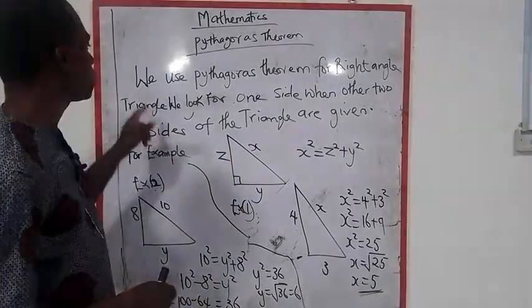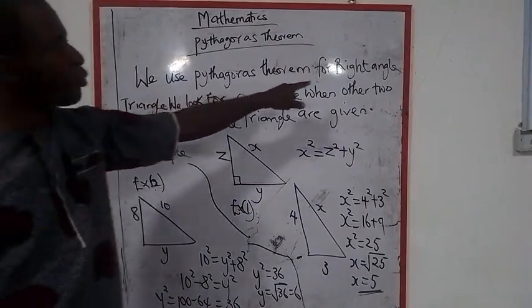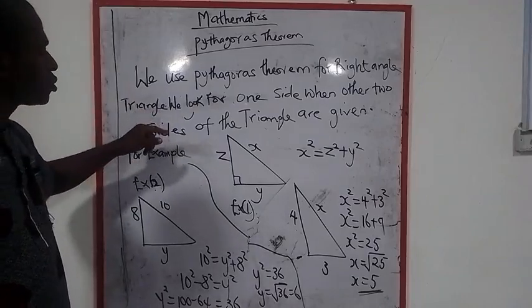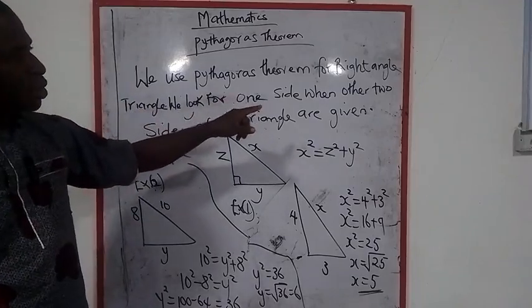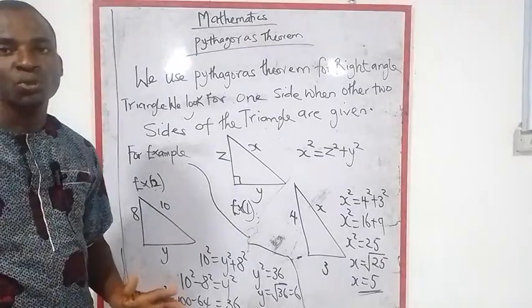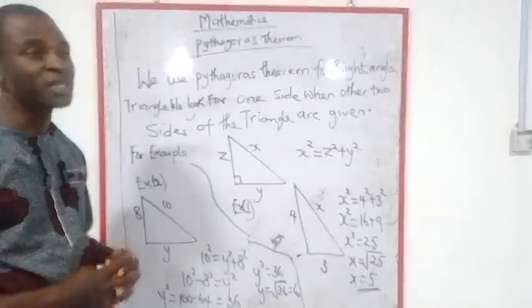Actually, like what you can see on the board, we use Pythagoras theory for a right angle triangle. For a right angle triangle, we look for one side when the other two sides of the triangle are given. That is what it's all about. Pythagoras theory is not used for any kind of triangle.